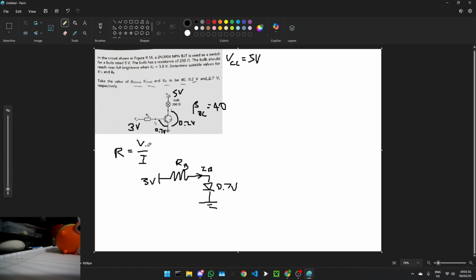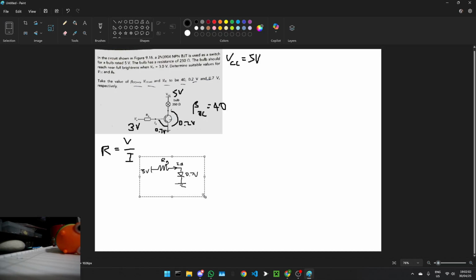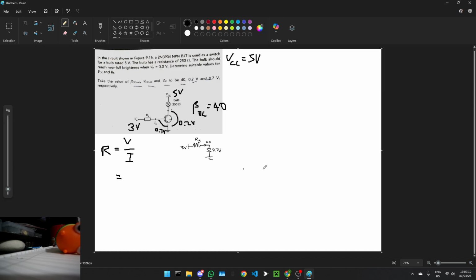So R is equal to V over I, and right now we can add more information to this equation. For V, from previous videos, we can find the voltage across RB. It will be 3 volts minus 0.7 volts, obviously. And then I is actually IB. So we're one step closer to finding RB already. Now we just need IB.